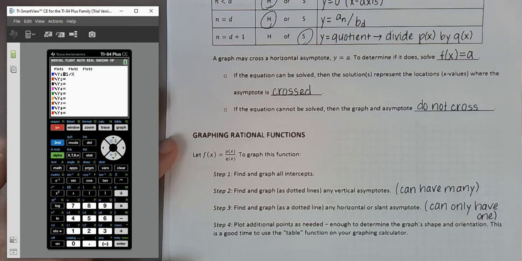Now this is going to be a good time to use the table function on the graphing calculator. So rather than relying on the actual image your calculator generates, it's beneficial to use the table function, which we'll talk about how you do that, because it's going to give you actual ordered pairs to graph. It's going to give you something that's accurate rather than something that you just have to look at and estimate.